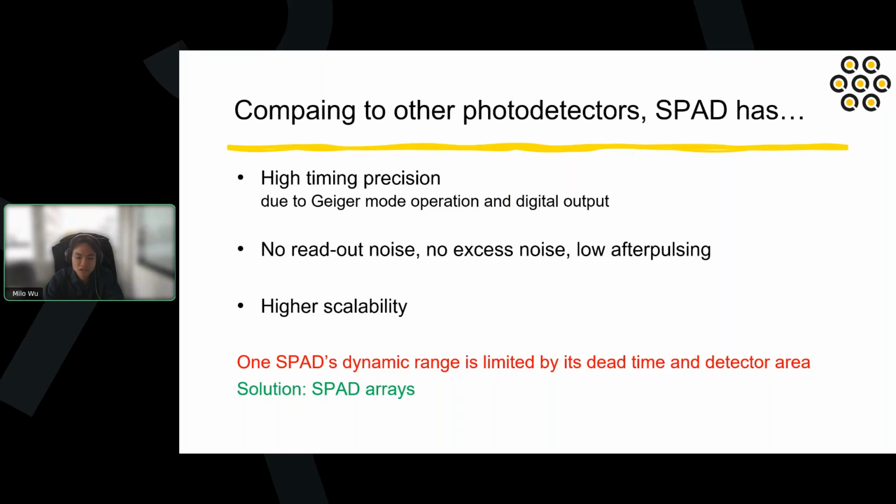The drawback of a single SPAD pixel is that it has limited dynamic range due to its dead time, which is typically in the tens of nanosecond range or 10 nanosecond range. And it's also quite small in terms of detector area. So the solution to overcome this dynamic range is to always have an array of SPADs instead of having a single pixel.